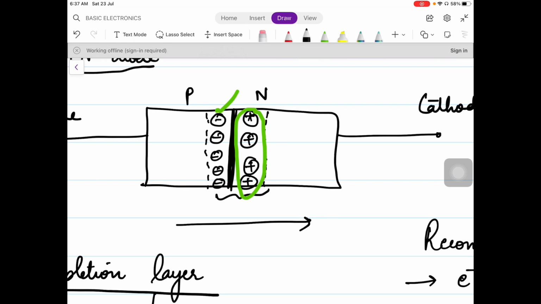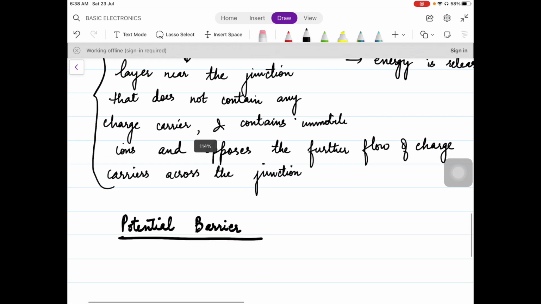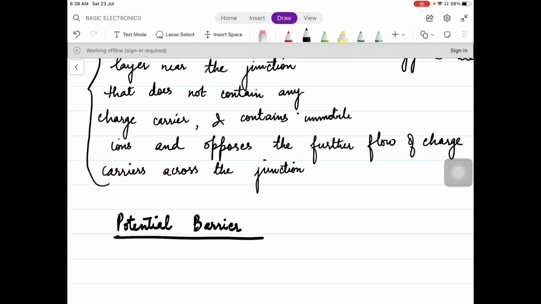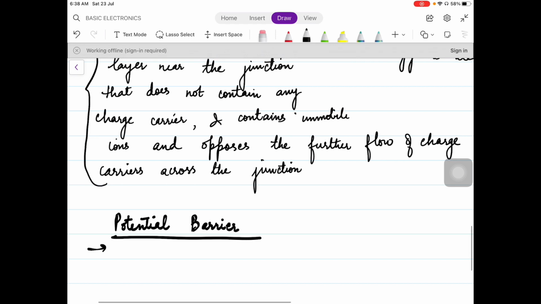But while mentioning the definition for the depletion layer, you must mention that this is a layer near the junction which contains ions and does not contain the charge carriers. But while mentioning the definition for potential barrier, you must write down that this is the electric field which is developed in the depletion layer, or near the junction, and which opposes the further flow of charge carriers across the junction. All right. So this is how we mention the definition for the depletion layer and potential barrier. I hope it is clear to everyone. So what is potential barrier?